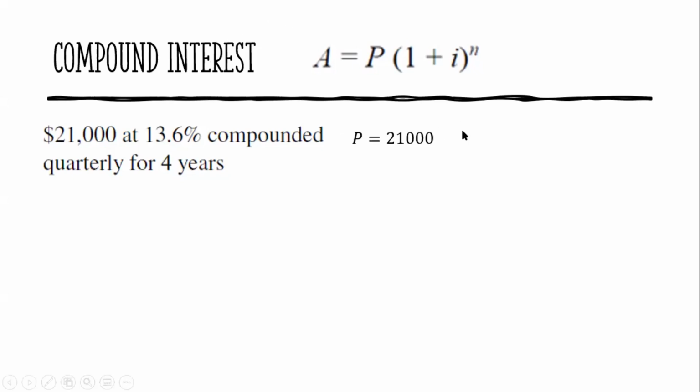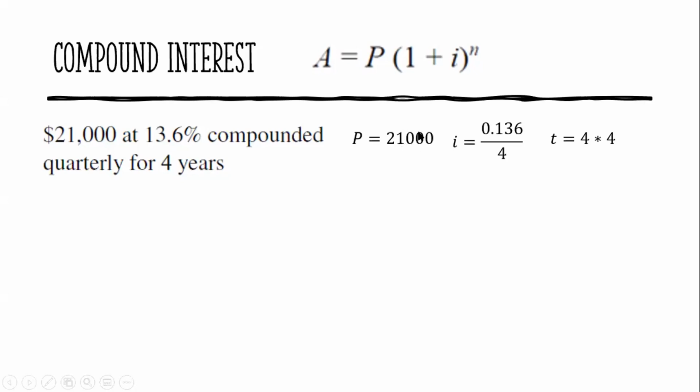0.136. And what am I going to do with that 0.136? Divided by 4. That's exactly what we're going to do. 0.136 divided by 4. Now, how about the 4? Multiply by 4. Well done. So it's going to be 4 times 4.